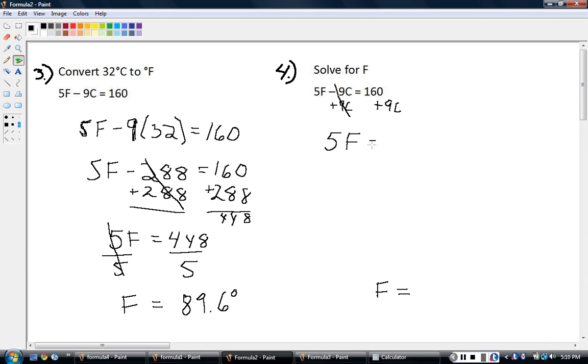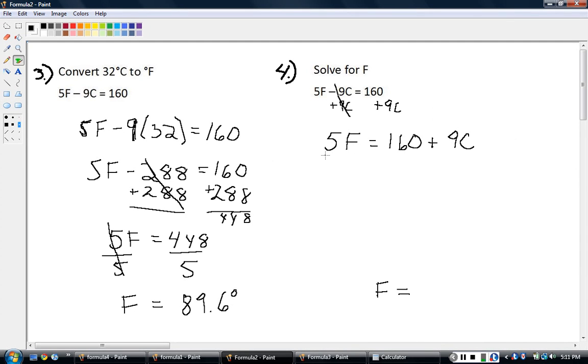equals, and now here's the part that's a bit different. 160 plus 9c, I can't add those two terms together because they're not like terms. 160 and 9c are not like terms, so I do the best I can, which is 160 plus 9c. That's it. 160 plus 9c is just 160 plus 9c. And then the next step to get f by itself is to divide by 5. Same steps. It's just a little bit more complicated because I can't add these two together, so I'm going to have a funny looking answer. But that's okay though. The algebra process is the same.